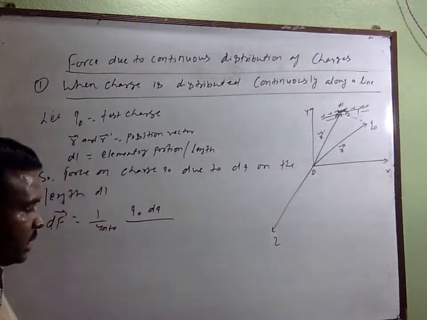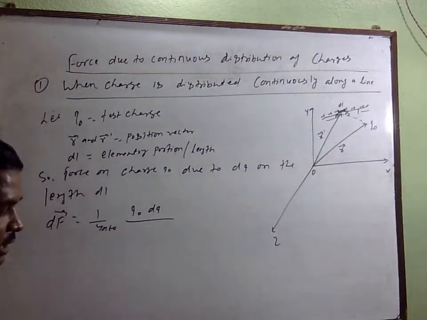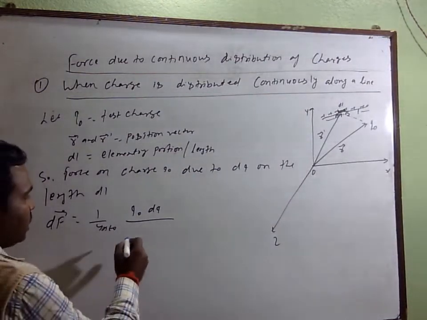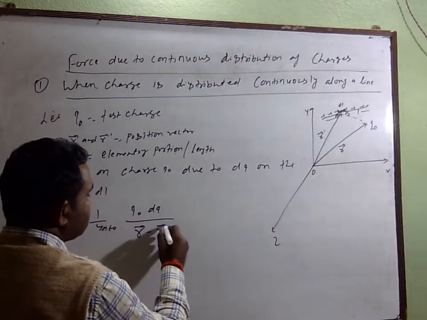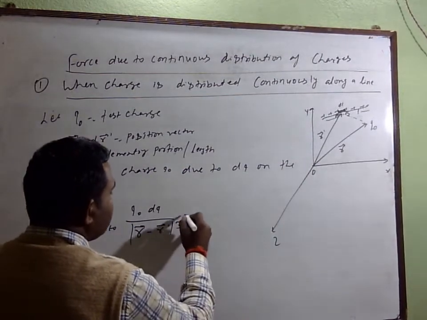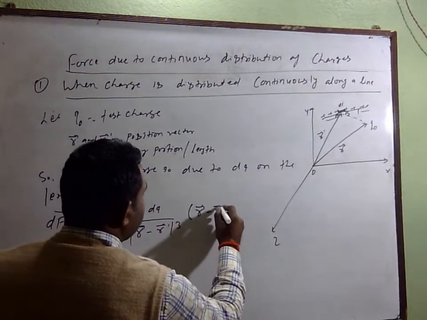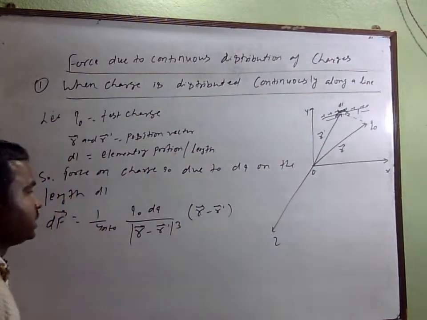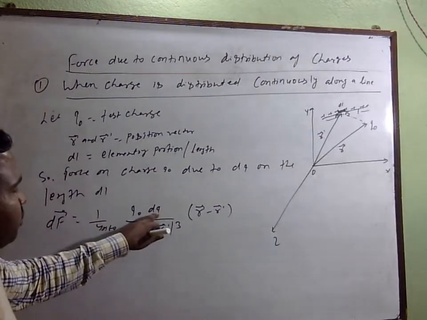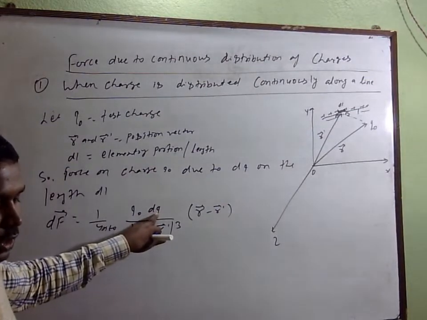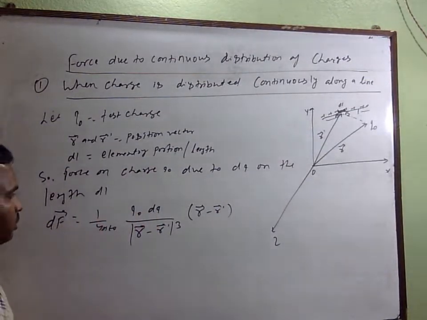Yes, so you see that here the same things are there that we can find out: mod of vector r minus r dash, mod of q, and here will be the same things into vector r minus r dash. This you can write, but we have to find out the value of dq. So how will you find out the value of dq?